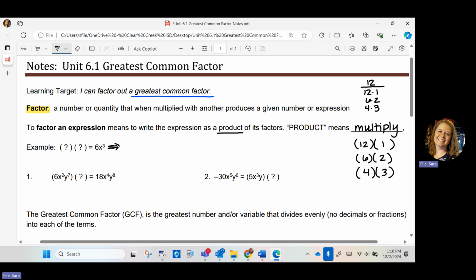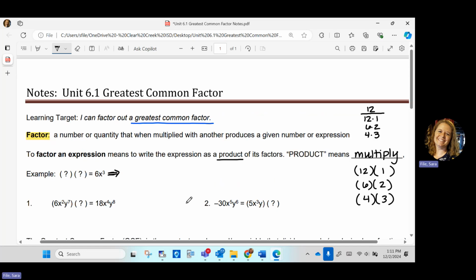But it could come out 6. What could multiply to give you 6? 6 times 1, or what else? 3 times 2. So 6 and 1 or 3 and 2 are possibilities for the number, the coefficient. But what about the variable, the x cubed? You have to remember our exponent rules.